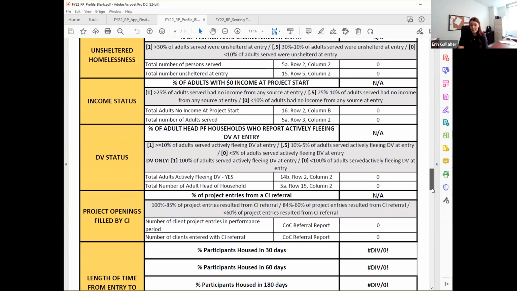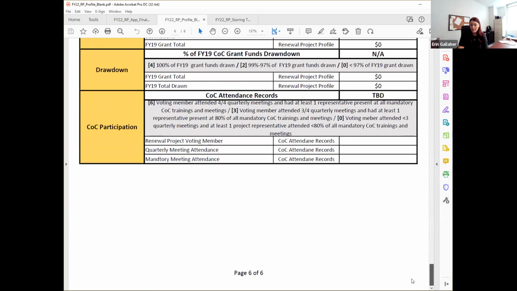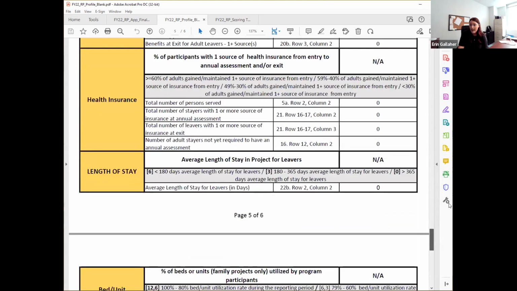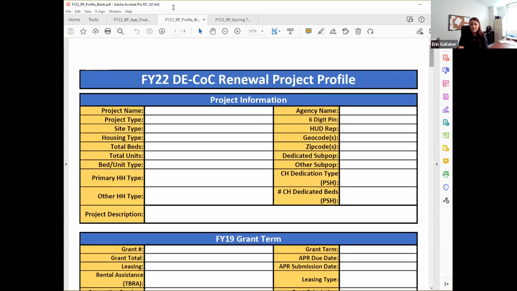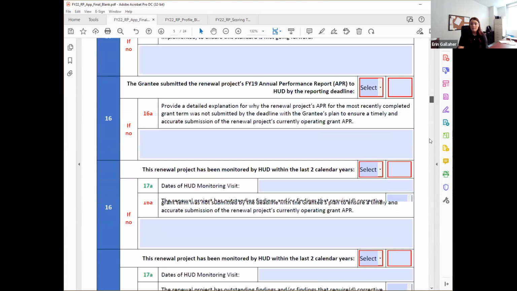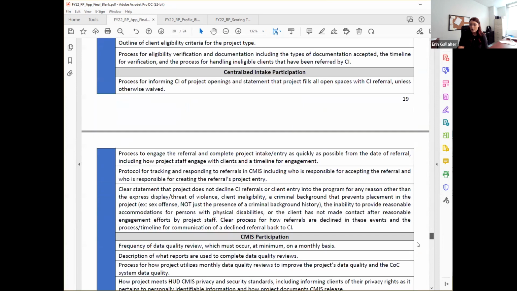So that is pretty much it for the renewal project profiles. Again, all of this will be filled in for you guys. And if any of it is incorrect, there are spaces available within the application for you to be able to let us know if that is incorrect or not and what the correct information should be.